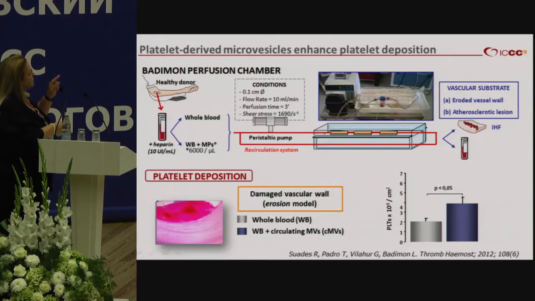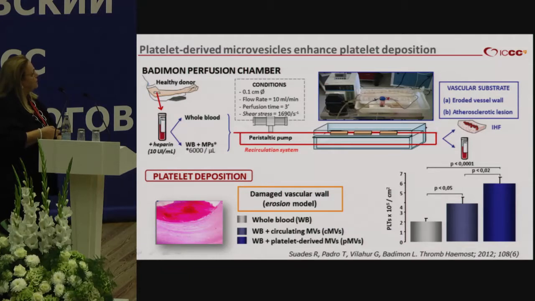This is what we present, and these are the results. So the number of platelets that were recruited on the substrate in the presence of microparticles was significantly higher than the amount of platelets deposited on the growing thrombi without microparticles, and it is the same law. Therefore, the presence of microparticles had a functional effect on thrombus growth.